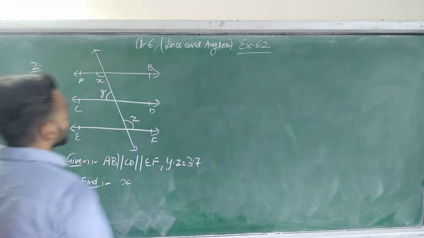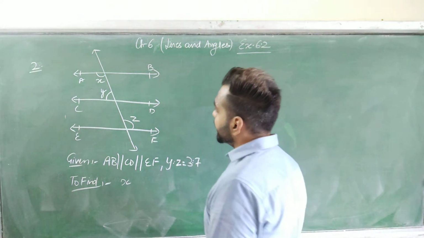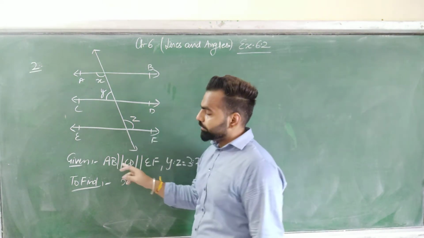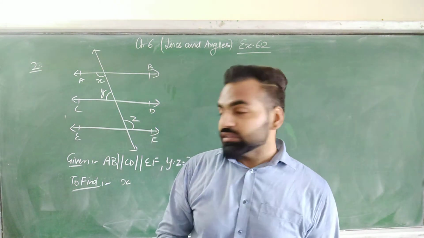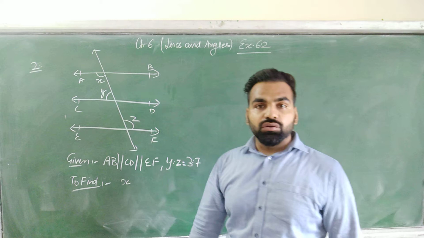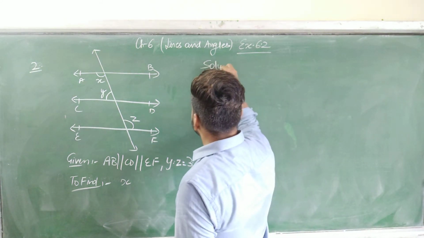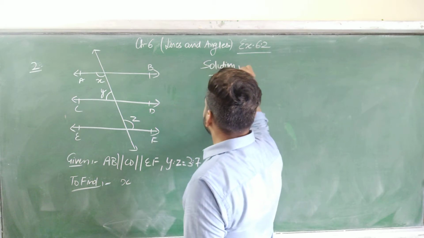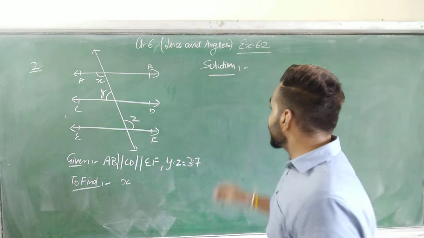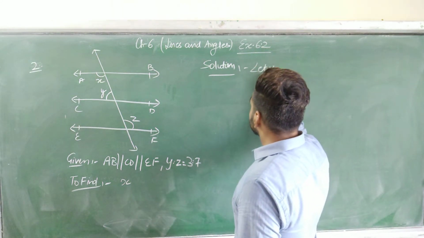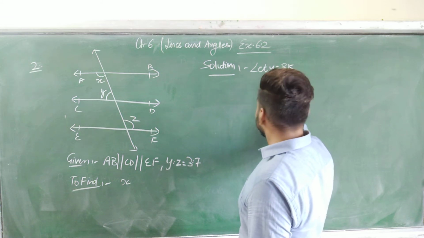Let's see question number 2. Here we can see that there are three lines AB, CD and EF which are parallel to each other. So AB parallel CD parallel EF. The ratio of y and z is given as 3:7. So we have to find the value of x here. So let's start the solution. First of all, since the ratio of y and z is given, we will suppose the angles. Let y be equal to 3k and z be equal to 7k.